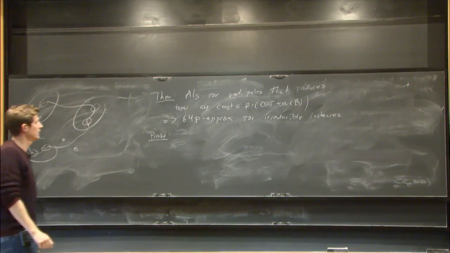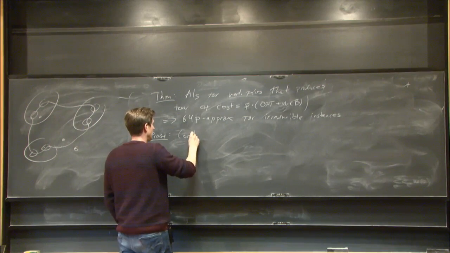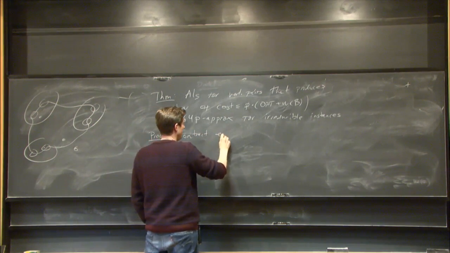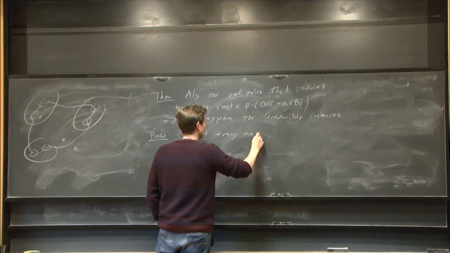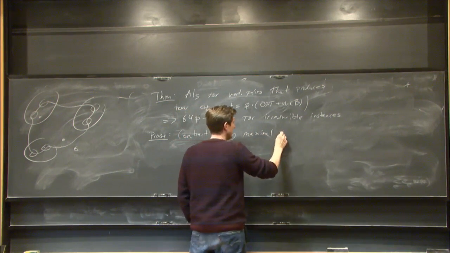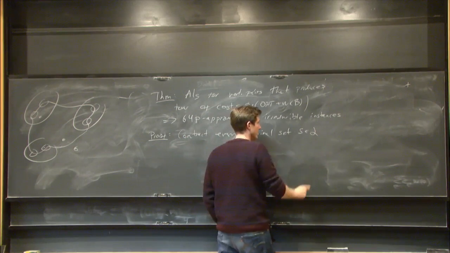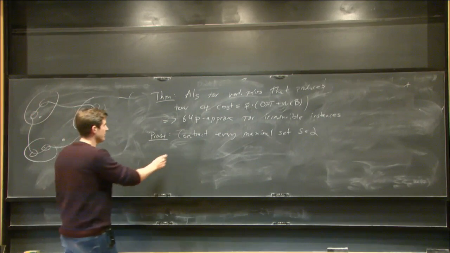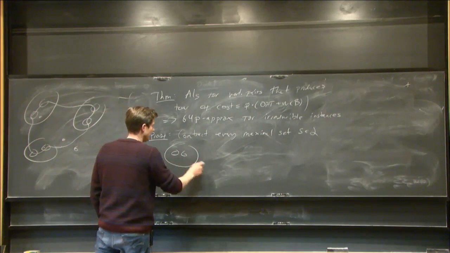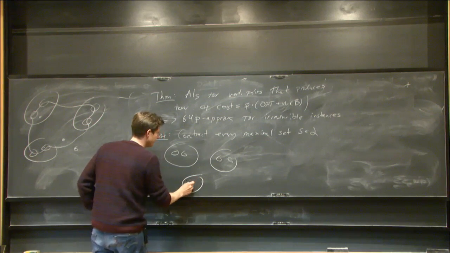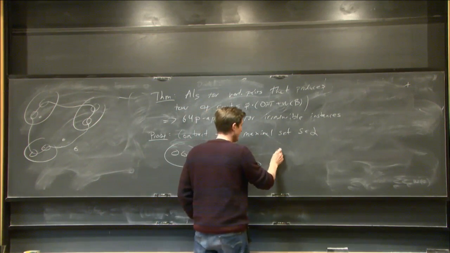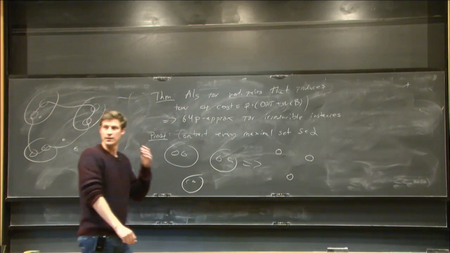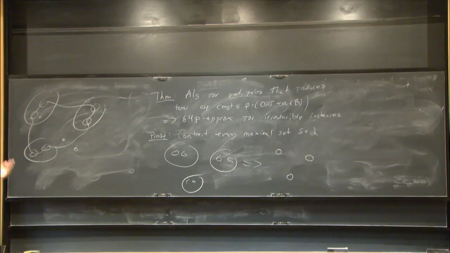So contract every maximal set S to get a smaller instance. So I have some complicated instance. This now becomes just singletons. This is node weighted. Now I only have singletons in my laminar family because I contracted a maximum there, okay?